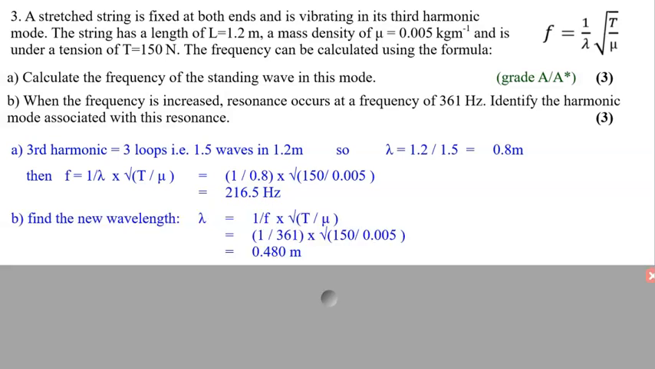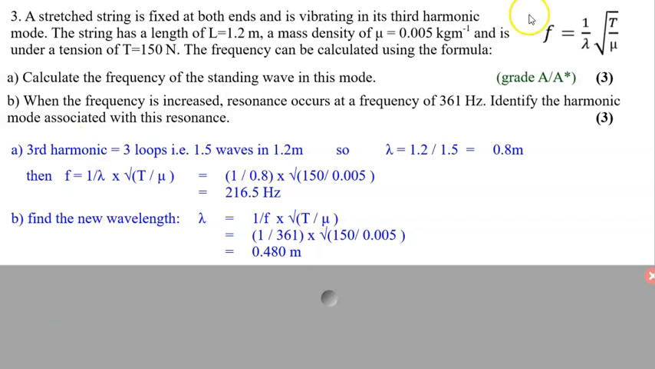Okay, part B. So we increase the frequency, and then resonance occurs at a frequency of 361. Now, this is a potential confusion here. It doesn't say the next resonance event, it just says that resonance occurs. So it could be the next one, it could be the 4th harmonic, it could be the 5th or the 6th or the 7th, we don't know. And it says which harmonic mode is associated. So we're trying to find which harmonic mode is associated with this frequency.